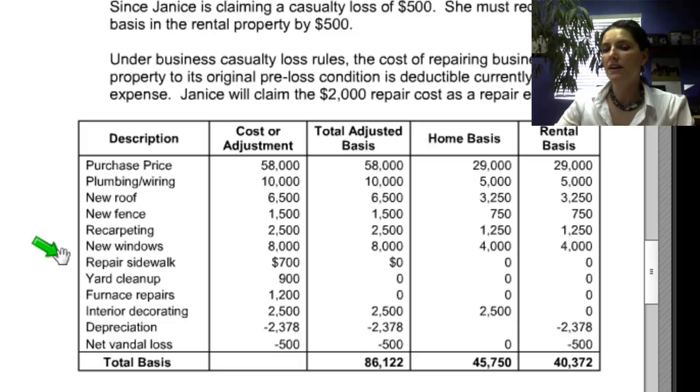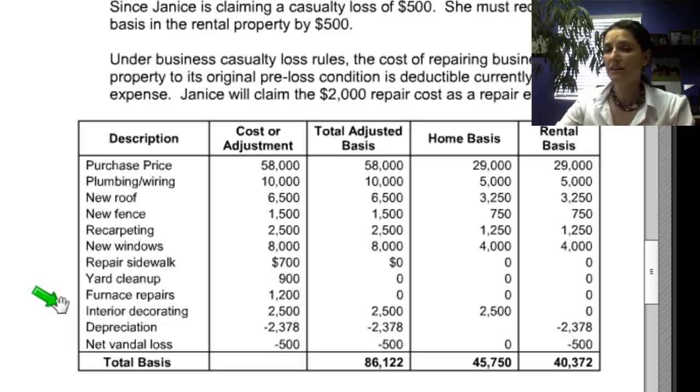Now we get to the sidewalk repair. Well, sidewalk repairs do not add to cost basis. For the rental portion, that would be a currently deductible expense, and for the personal portion, it's not deductible at all. The yard cleanup is not deductible as a personal expense. The portion that can be prorated to rental can be deducted as a yard cleanup or maintenance expense on the rental. Furnace repairs also are not an improvement. They are deductible as an expense for the rental portion and not deductible on the personal portion.